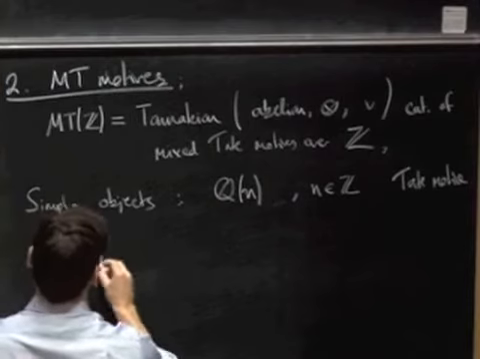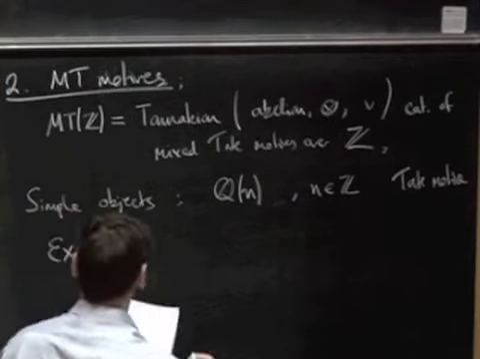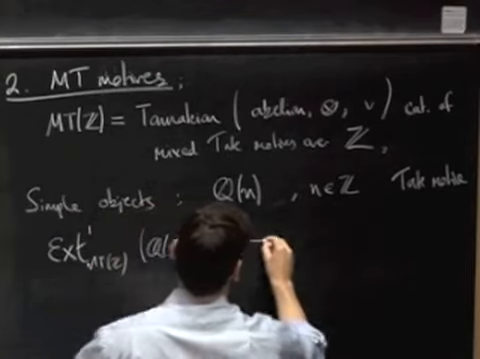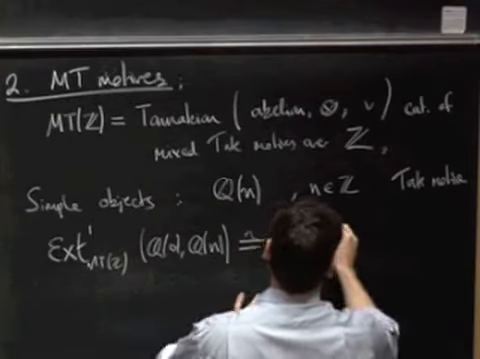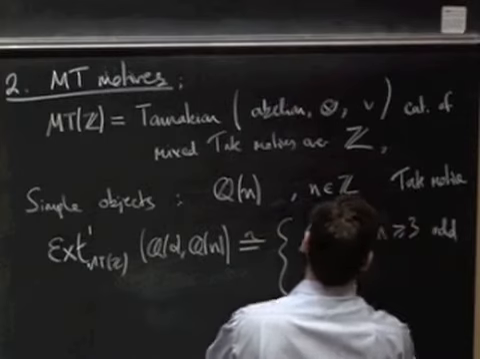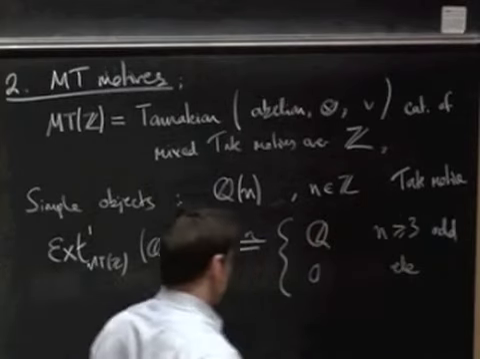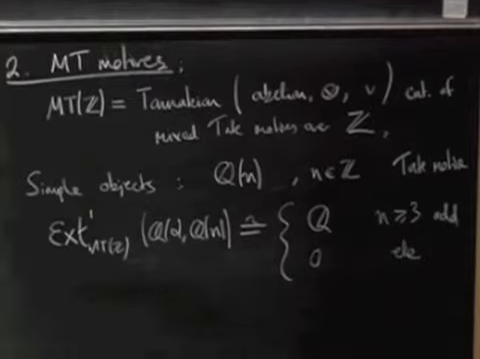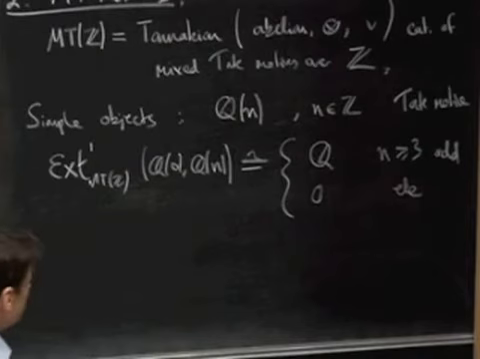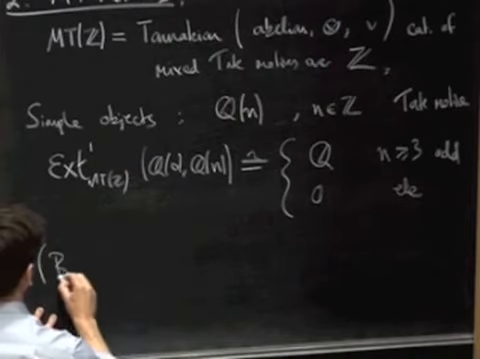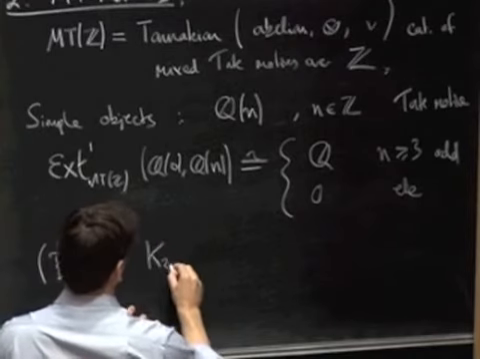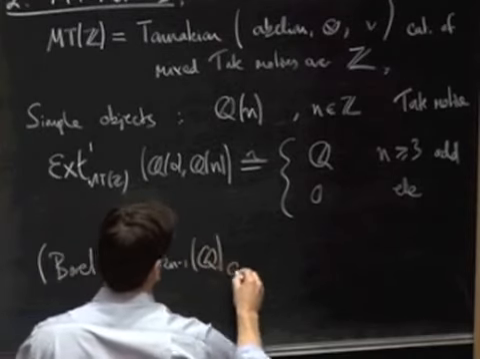This is described by the Ext^1 groups in this category. And this is isomorphic to Q if n is greater than or equal to 3 and odd, and 0 otherwise. So this seems quite innocuous, but it's an incredibly deep result. It really hinges on the work of Borel, who calculated the ranks of the algebraic K-theory over Q.